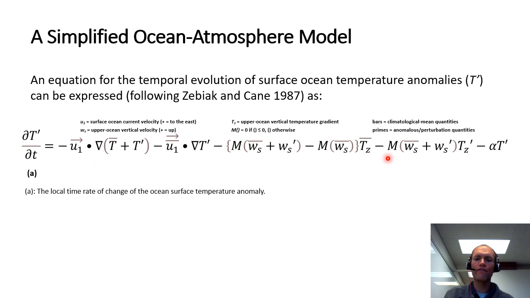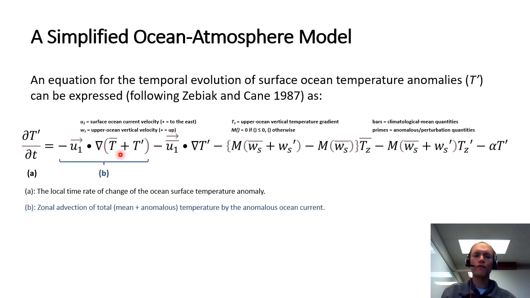But we see that we have 5 terms on the right-hand side of this equation. So let's take a step through each one of these in turn. So this first right-hand side term here looks a lot like an advection term. You have a velocity dotted into the gradient of some quantity here. So this velocity, u sub 1 here, is the surface ocean current and its velocity. So you're looking at an east to west ocean current, and this is positive for an ocean current that is directed toward the east.